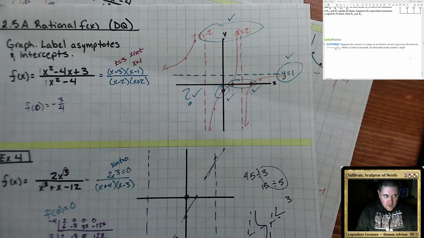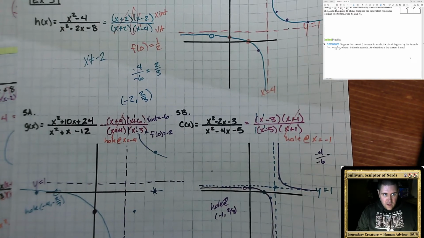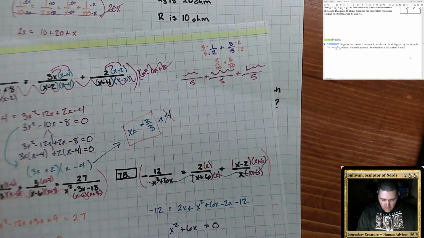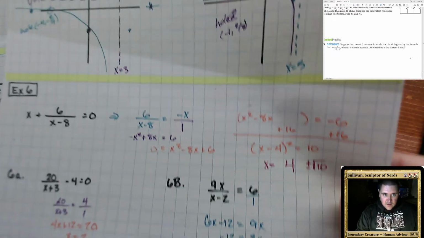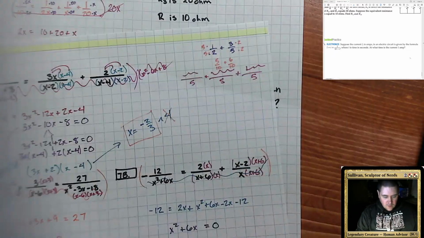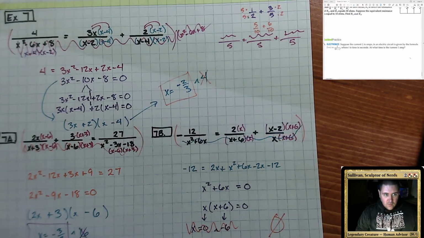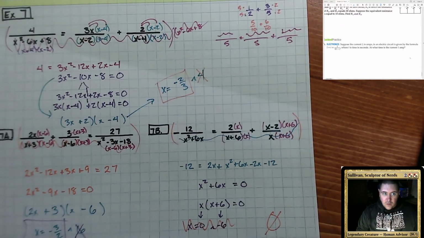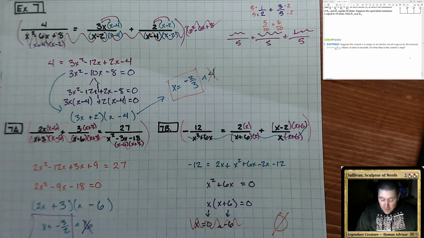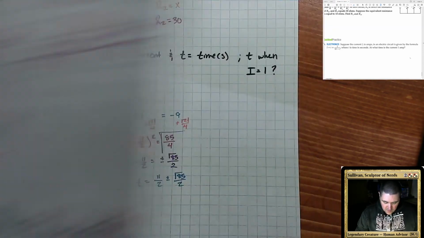We did daily quiz, example 4. 5 was the holes instead of oblique. 6 was old school. 7 was do a bunch of common denominator stuff to solve equations. And 8 was word problems.